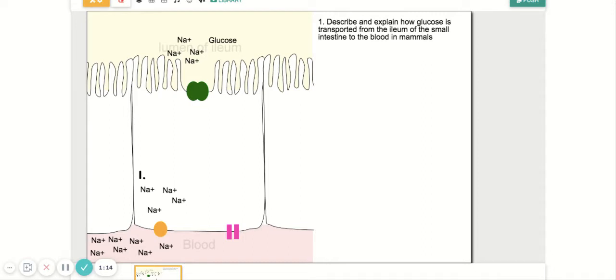So what the cell does first is to transport sodium into the blood. How is it going to do this? Well, it's going to have to use active transport because it's moving the sodium against a concentration gradient. So if it wants to move it into the blood, it's going to have to use active transport. So sodium ions will get transported out. Obviously, that will use ATP. Remember, that's going to be converted to ADP. So that's an active process that's requiring ATP.